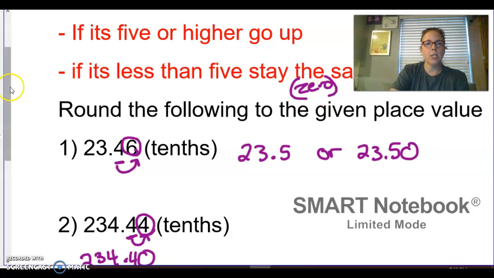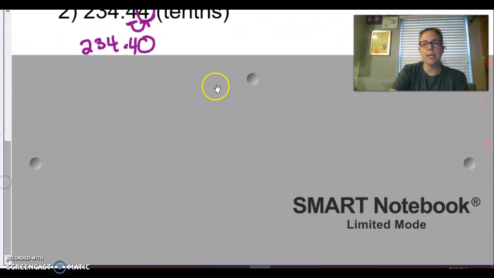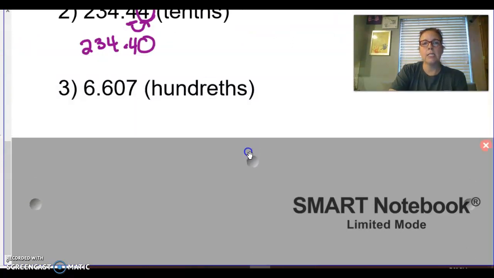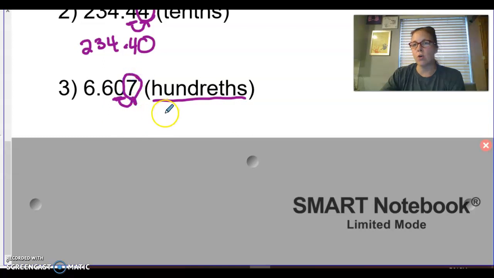Okay. So the next one, 6 and 607 thousandths. But it says we're going to round to the hundredths. So this is tenths, this is hundredths. So we underline it. We go to the right. Is the neighbor 5 or higher? Yes, it is. So we're going to round the 0 up. Well, what's 1 more than 0? 1. And then you make the 7 a 0.